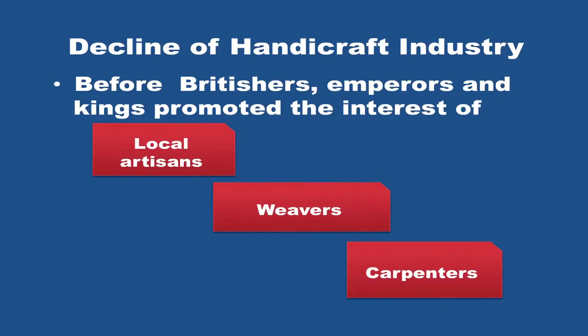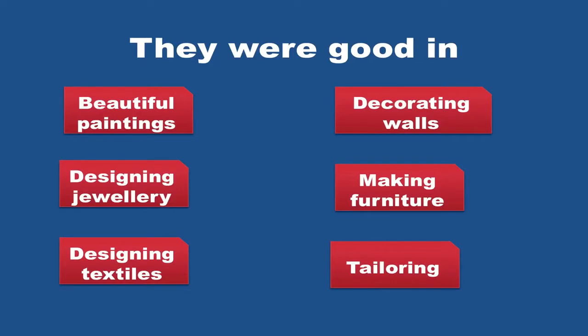You know, the handicraft industry was one of the flourishing industries in India at the time of British rule. Before the coming of the Britishers, the emperors and kings promoted the interest of local artisans, weavers and carpenters. Because of that, the Indian handicraft industry flourished a lot. The Indian artisans were very good in beautiful paintings, designing jewelry, designing textiles, decorating walls, making furniture, tailoring, etc.